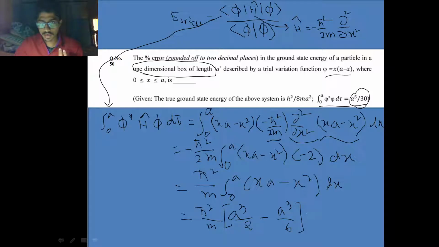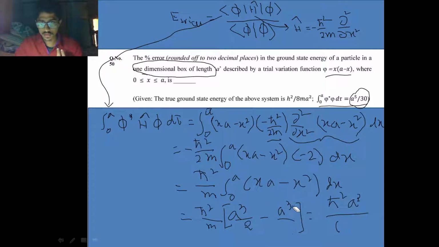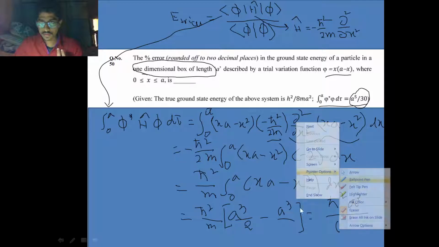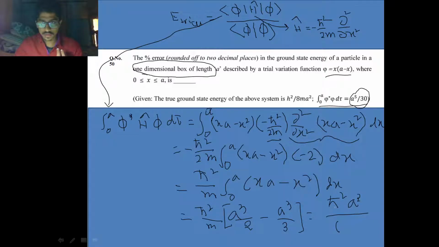So this comes as, here you see ħ square a cube by 6, sorry, not 6, that is 3. Okay, it's my mistake, that is 3. So it comes as ħ square into a cube upon 6 into m. Okay, so this is the integral of this part, this is the value of this part.